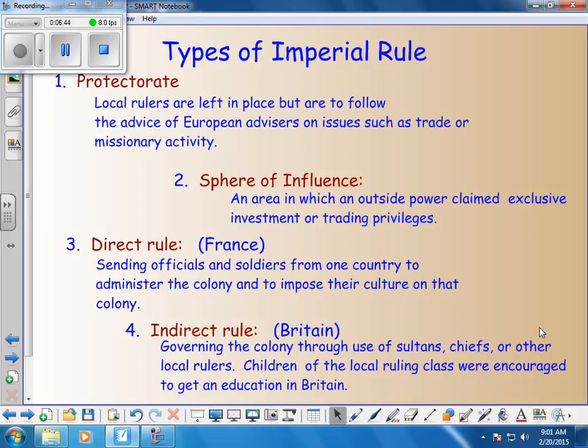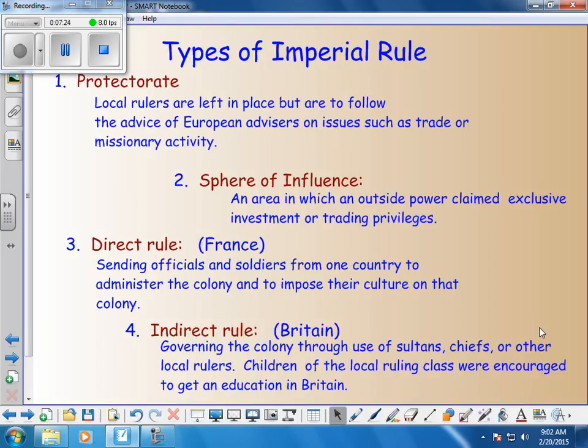Finally, indirect rule, which is Britain. And Britain, as I said, was the best at this, better than anybody else at this particular activity. They governed a colony through the use of sultans, chiefs, or other local rulers. They kept the government in place, but Britain was still pretty much in control. They encouraged the children of the local ruling class to get an education in hopes that they would bond with Britain and make it easier to control whatever country they were in.